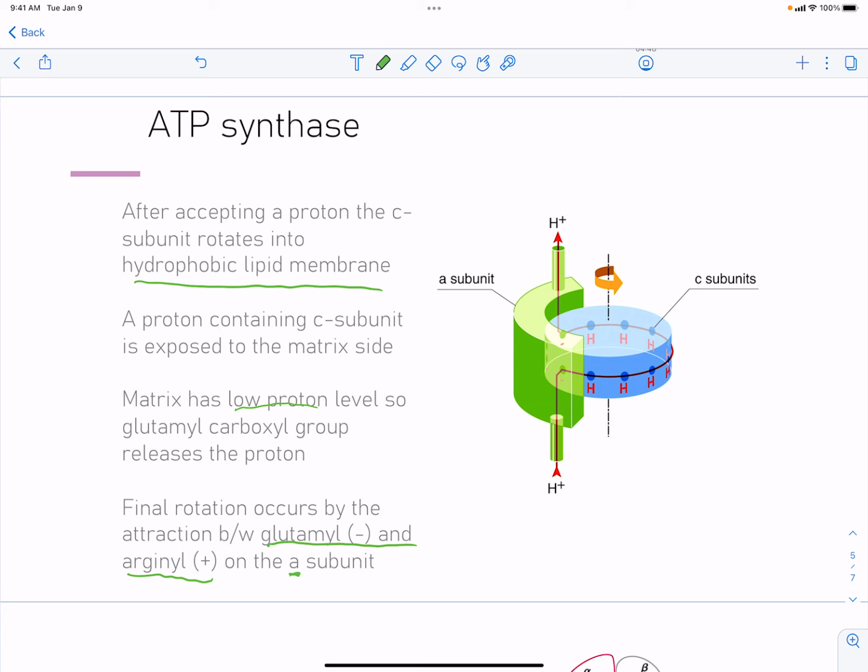Remember that the matrix is going to have fluid, so the glutamyl subunit, which is negatively charged, will be fine in an aqueous environment. And then it'll be attracted to the A subunit with that arginine group, so you can keep the rotation going in this C subunit motor system.